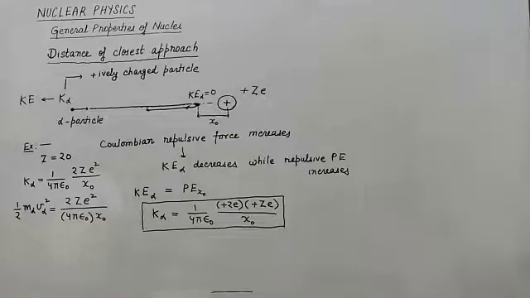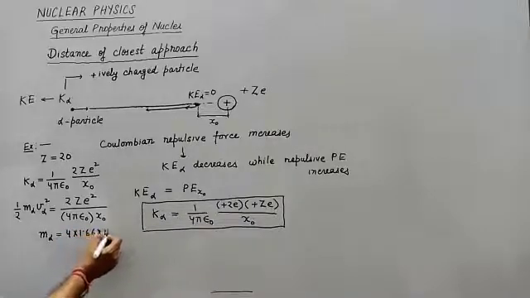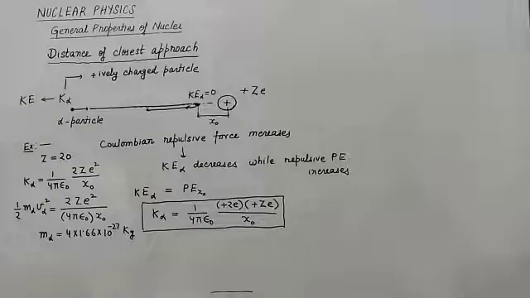Now what will be the mass of the alpha particle? Mass of the alpha particle will be equal to 4 times the mass of the proton, 1.66 into 10 power minus 27 kg. Why is this? Because the alpha particle is 2He4, the A number is 4. So basically its mass will be nearly 4 times the mass of 1 AMU. So this will be 4 into 1.66 into 10 power minus 27 kg.